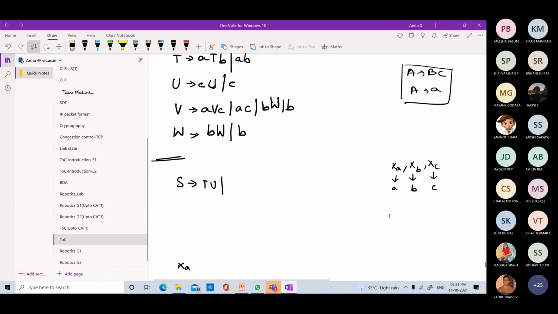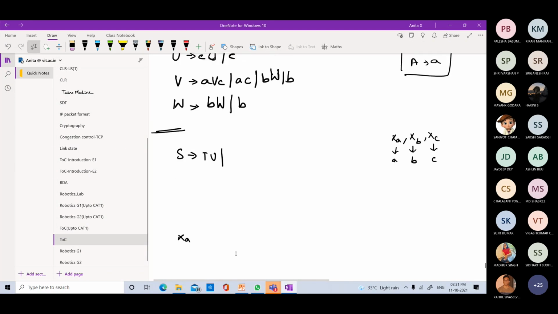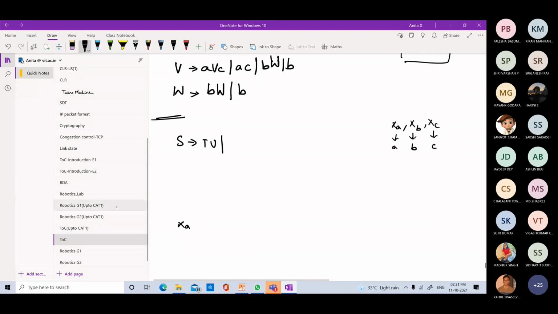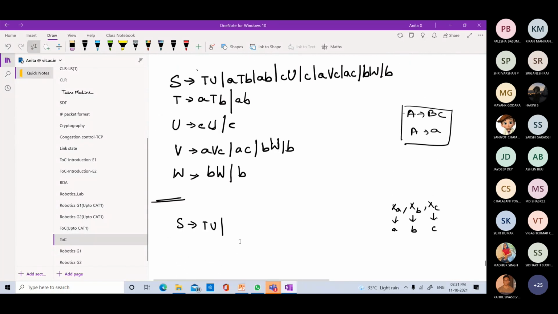So for replacing, I need to introduce three different non-terminals. That is Xa derives a, Xb derives b, Xc derives c. So what I'm going to do now?